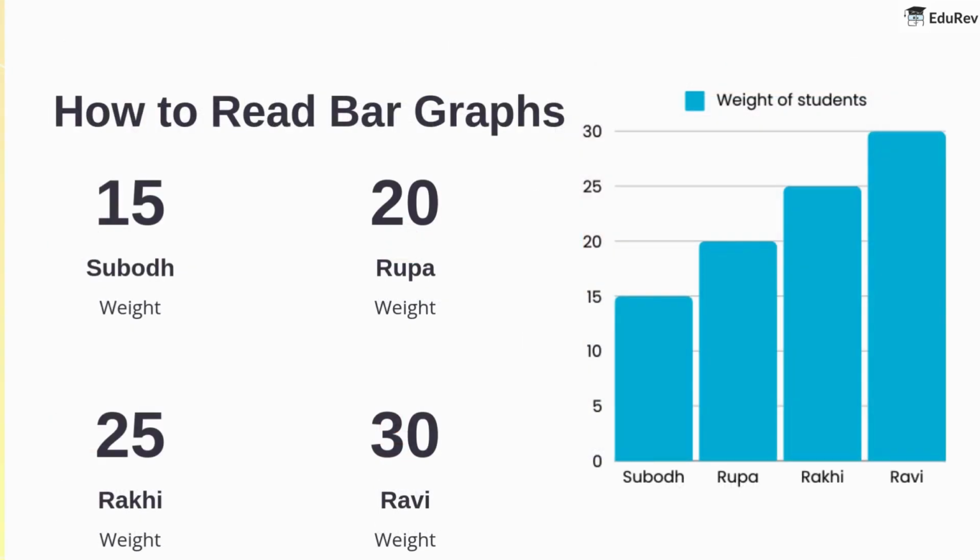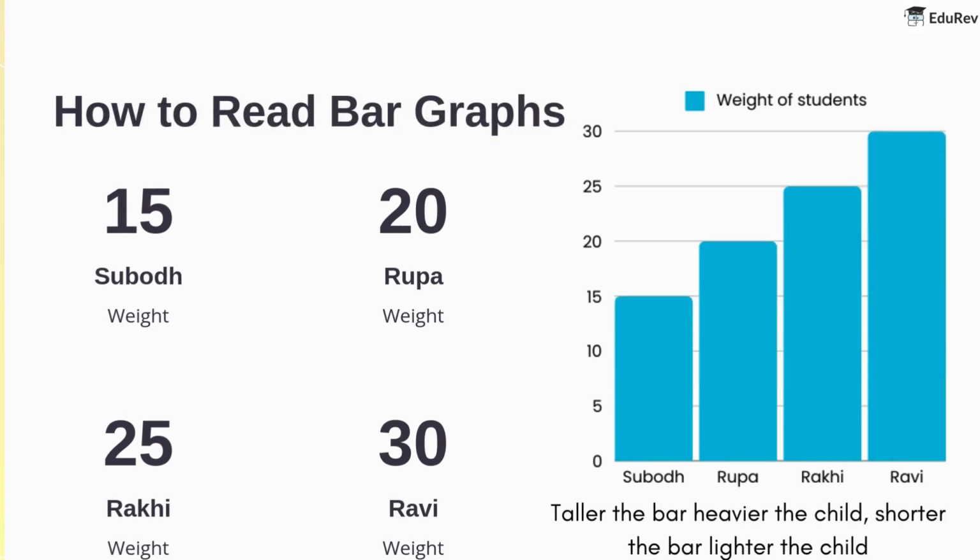Reading a bar graph is simple and fun. Let's take an example. Imagine we have the weights of 4 children: Rupa, Raki, and Ravi. Look at the bars. Each bar shows the weight of one child. The height of the bar tells us how much they weigh. Here's how you read it. The taller the bar, the heavier the child, and the shorter the bar, the lighter the child. Simple, right? Bar graphs make it easy to see and compare numbers.